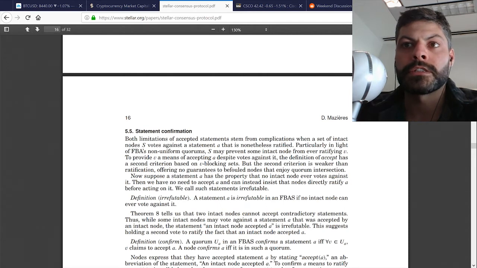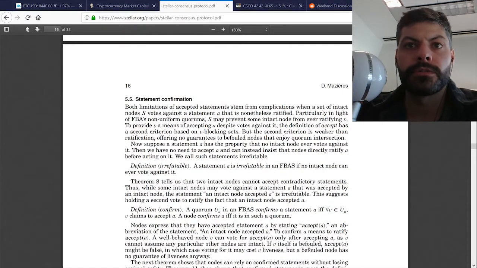But the second criterion is weaker than ratification, offering no guarantees to befouled nodes that enjoy quorum intersection. Now, suppose a statement A has the property that no intact node ever votes against it. Then, we have no need to accept A and can instead insist that nodes directly ratify A before acting on it. We call such statements irrefutable. Definition: irrefutable. A statement A is irrefutable in an FBAS if no intact node can ever vote against it.